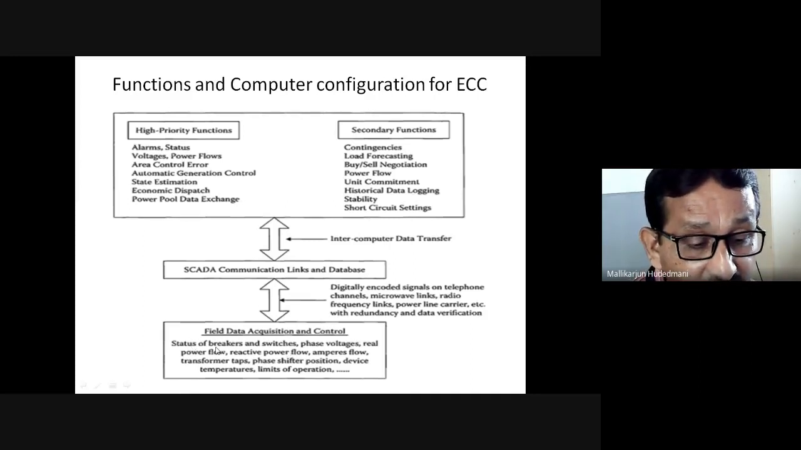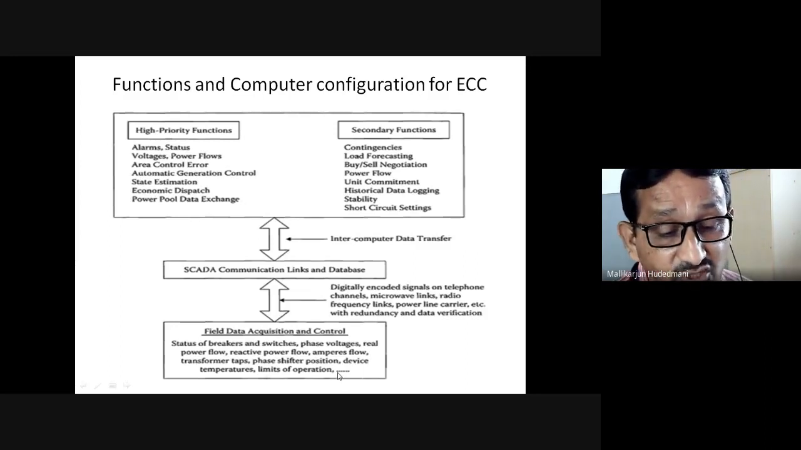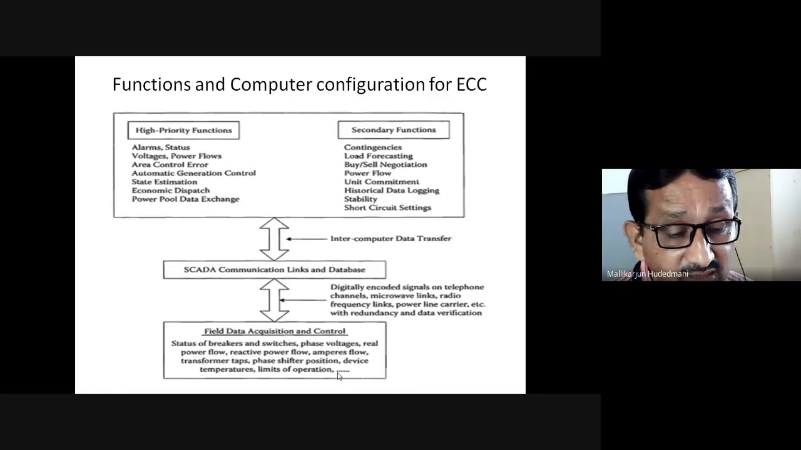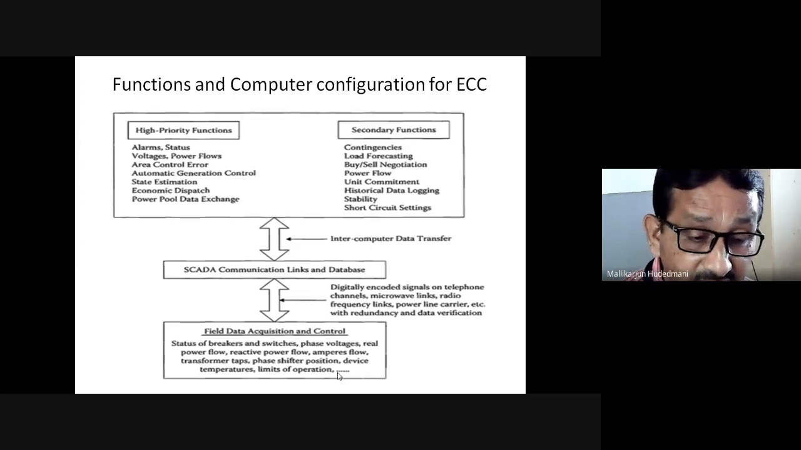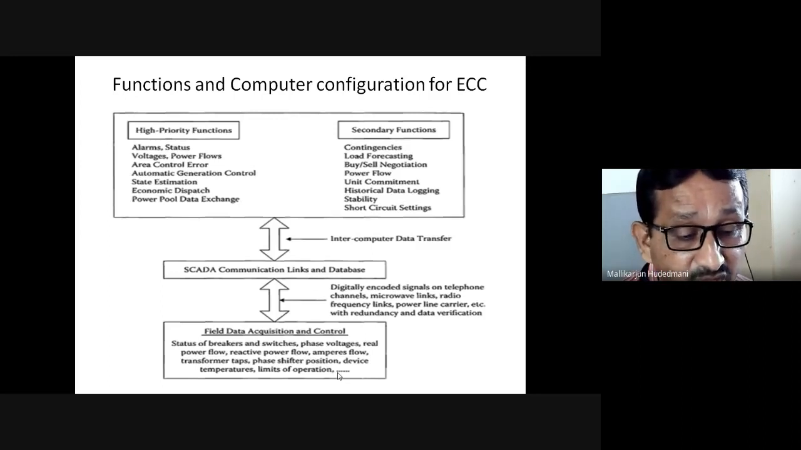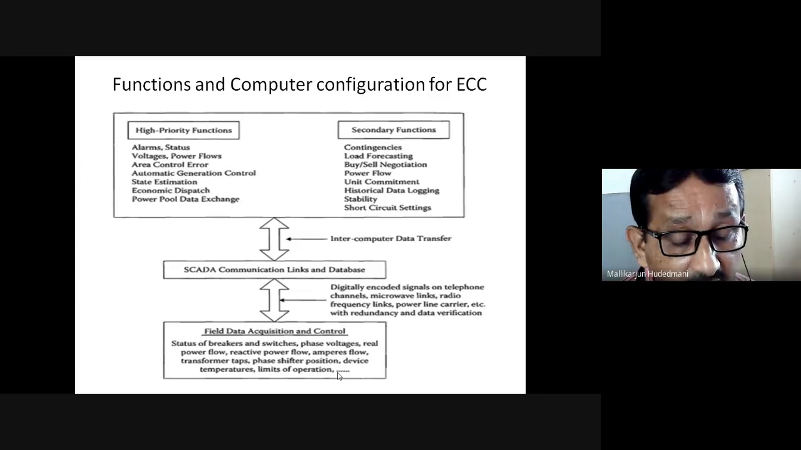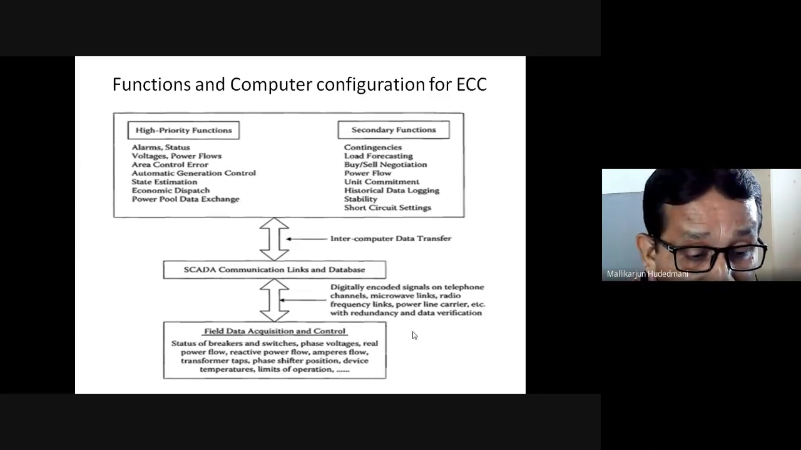What is that? Status of breakers I would like to know. Switches, phase voltages, real power, reactive power, ampere flows, current flow, transformer tap position, phase shifter, if so, what is the current situation, device temperature, limits of operation, any inequality constraint, min, max, etc. These are all the parameters of a certain locality, which is a generating plant, from the generator's perspective. If it is a load center, from the load's perspective, all these field information need to be collected and acquired, and has to be digitally encoded.